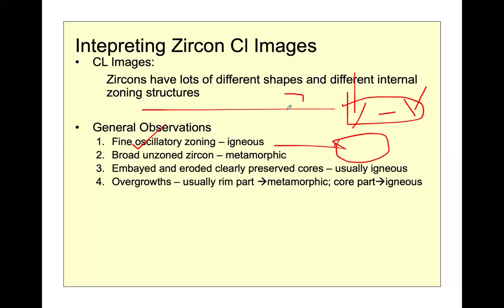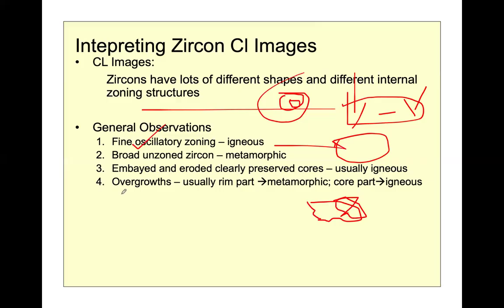Oscillatory means concentric banding, like concentric bands. This is very typical for igneous materials. Or otherwise there can be some different embayments or some structural discontinuities. So all these internal structures can be understood by CL images. Even overgrowth: for example, if this is a crystallized zircon and it suffers metamorphism, there can be some new growth on top of that.